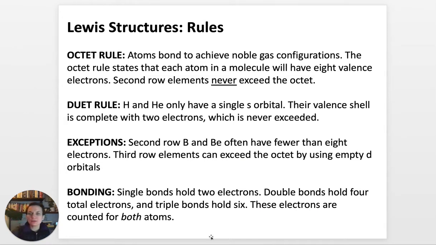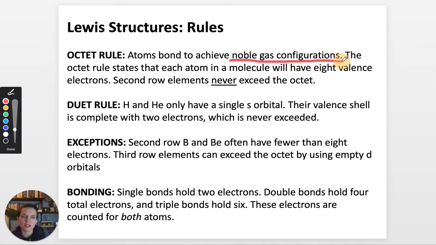Okay, so here's a couple rules, and then we're going to do a ton of examples. This octet rule is what I was just talking about. Atoms bond to achieve noble gas configuration. Noble gas configuration for the vast majority of elements is going to be a complete octet, right? They want to have 8 valence electrons. This is a really big consideration here, that the second row of the periodic table is never going to exceed an octet.